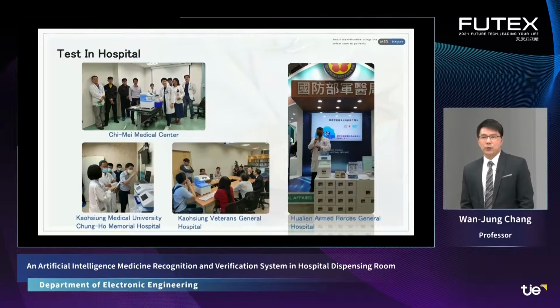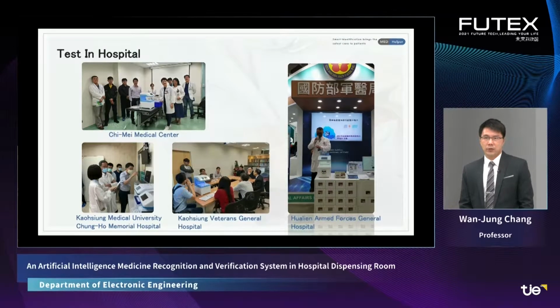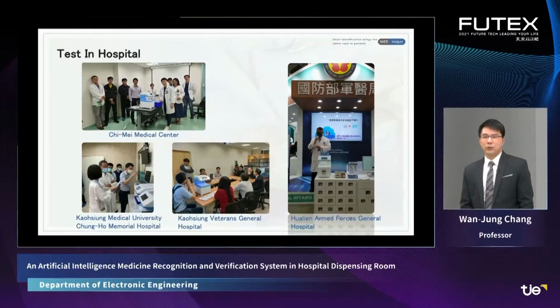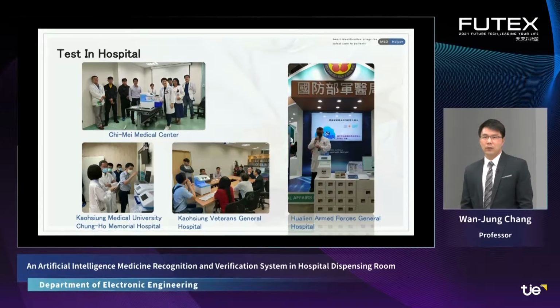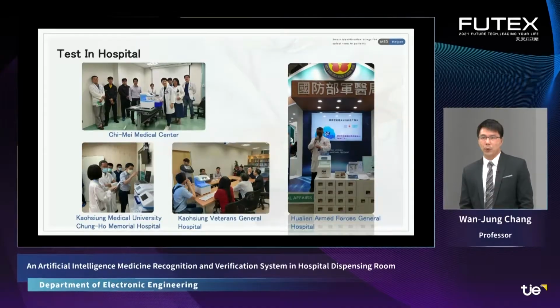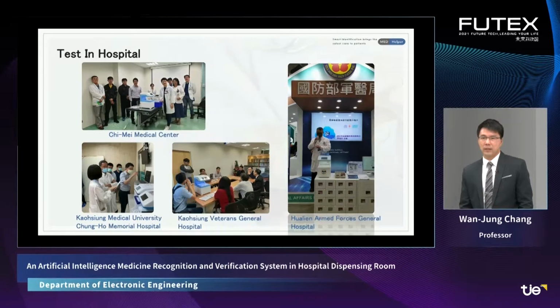This slide shows the discussions with the dispensers in the hospital's dispensing room during the research and development process. The photos on the right-hand side show the MedHelper, which was exhibited at the Taiwan Healthcare Expo in 2020.